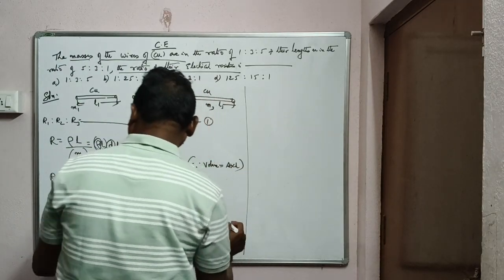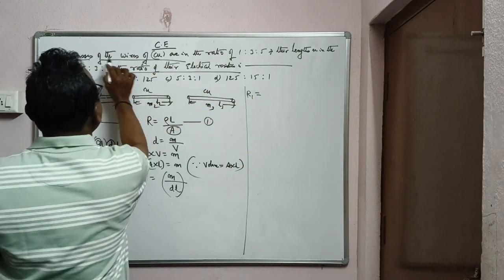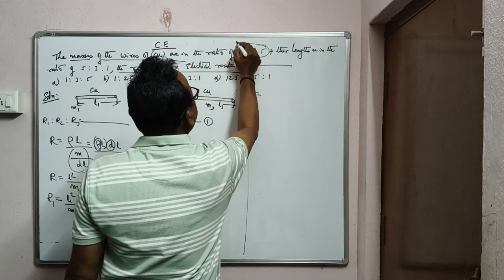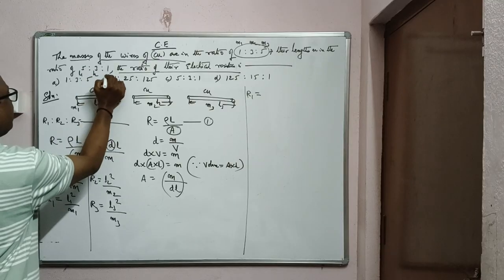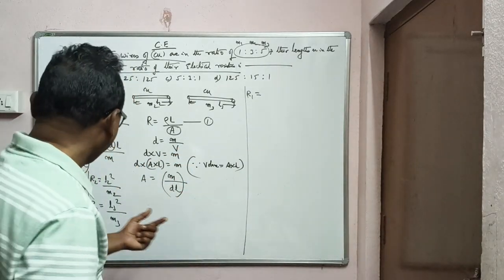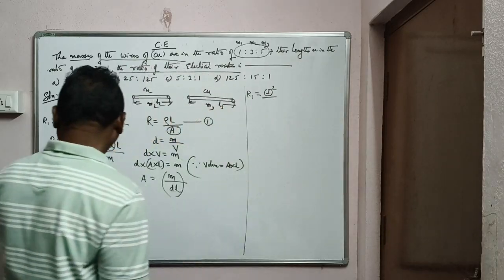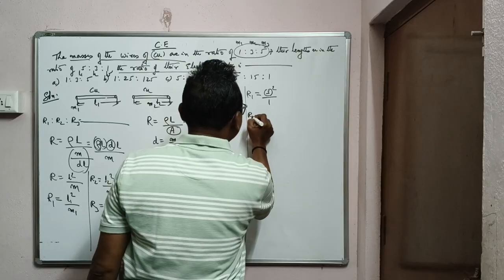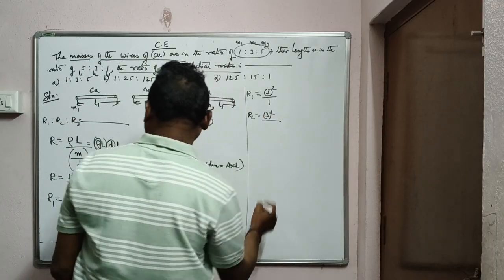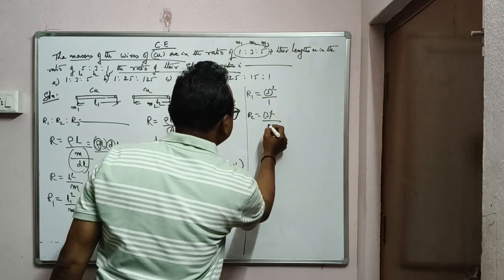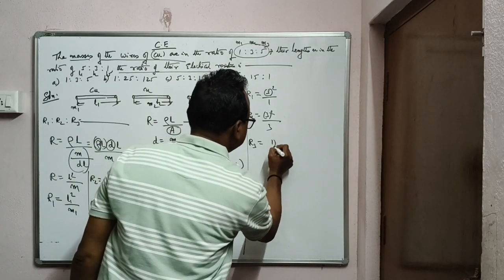So substituting the values here, R1 is equal to l1 square by m1. Here the masses are the ratios of the masses m1, m2, m3, and these are the ratios of the lengths L1, L2, L3. Therefore R1 is L1 square by M1. L1 square is 5 square, M1 is 1. Likewise R2, L2 square is 3 square by M2, and the M2 ratio is 3. And R3 is L3 square by M3, L3 square is 1 square.